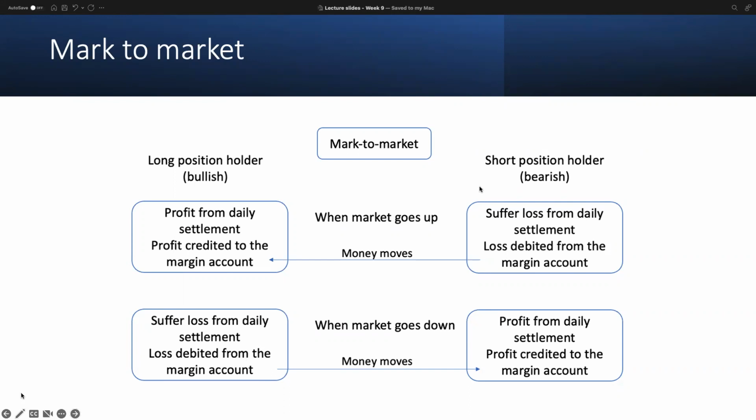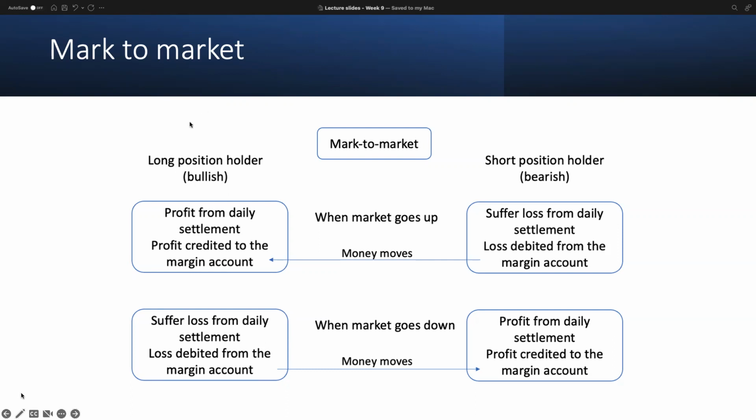So in this video, we're going to talk about the mark-to-market due to daily settlement. Daily settlement means the futures exchange will adjust the margin account based on the fluctuations in the asset price, and the adjustment is purely between the long position holder and the short position holder, so that there's no risk to the operator in the market, the futures exchange. So let's look at how this works exactly.